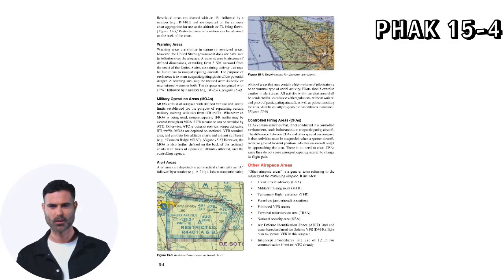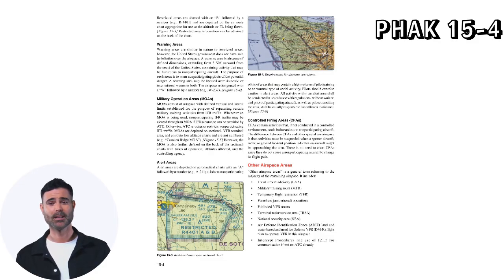Restricted areas are charted with an R followed by a number, e.g., R4401, and are depicted on the en route chart appropriate for use at the altitude or FL being flown. Restricted area information can be obtained on the back of the chart. Warning areas. Warning areas are similar in nature to restricted areas. However, the United States government does not have sole jurisdiction over the airspace.